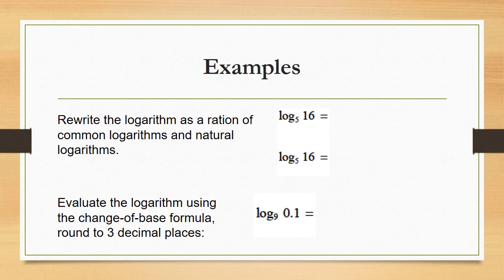I'm going to write these logarithms as a ratio of common logarithms and natural logs. In other words, we're going to do a change of base on log base 5 of 16, and we're going to write it as a common log and as a natural log. Then you're going to evaluate the one, log base 9 of 0.1, using the change of base formula. So change the base and then give me an answer for it. Pause the recording, try these out, and resume to check your answer.